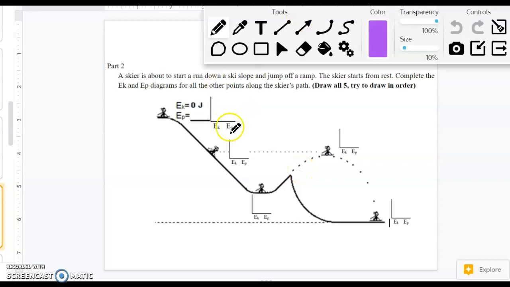So for this, you can draw 5 diagrams and you can really just have it all in a line on your paper. But for this part 2, you're going to start with the skier. It says that they start from rest at the top of the hill. So they tell you the kinetic energy is 0. Awesome. But because they're above ground level, ground level is down here, they have potential energy, and all of their energy is potential.